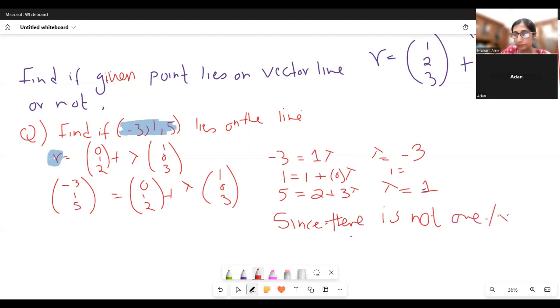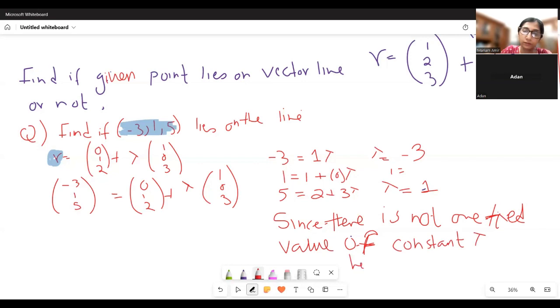of lambda, fixed value of the constant lambda, hence the given point does not lie on the given vector equation.